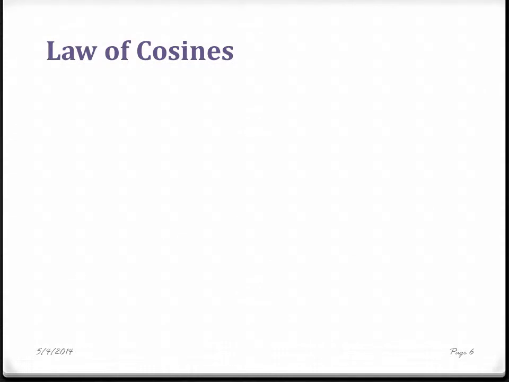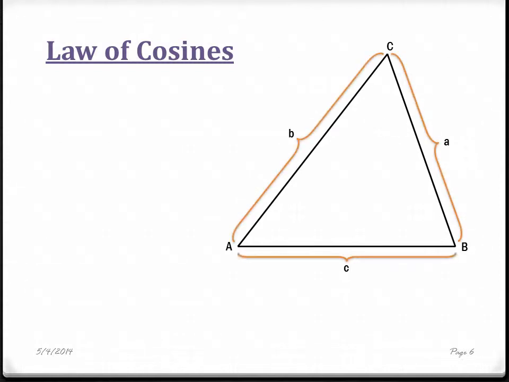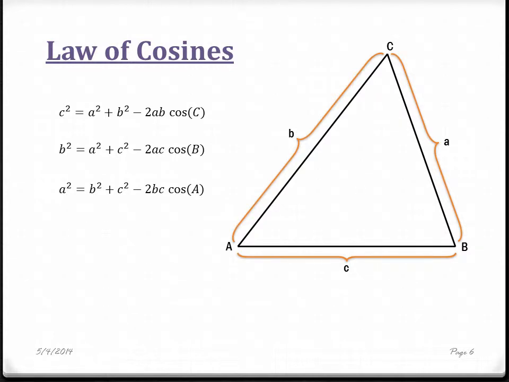The other theorem that will be crucial for our proof of Stewart's formula is the law of cosines. Given an arbitrary triangle ABC, let A, B, and C denote, as usual, the lengths of the sides BC, AC, and AB respectively. Then the theorem gives the relationship between the sides of the triangle and one of its angles. C squared equals A squared plus B squared minus 2AB cosine C. Similarly, B squared equals A squared plus C squared minus 2AC cosine B. In observing the symmetry of the formulas, A squared equals B squared plus C squared minus 2BC cosine A.